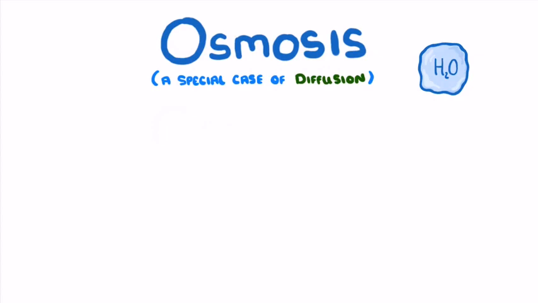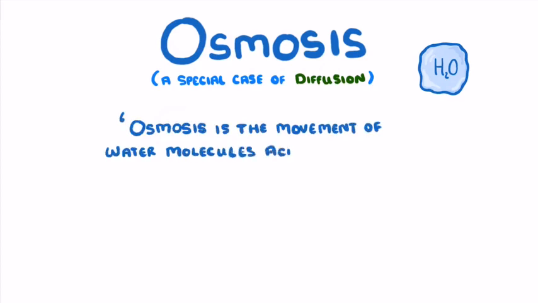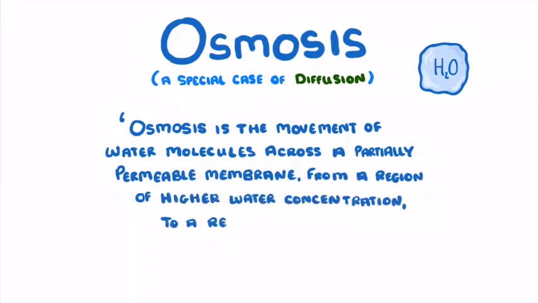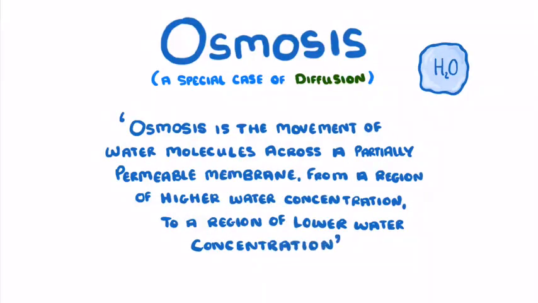Now notice the similarity to the definition for osmosis, which says, osmosis is the movement of water molecules across a partially permeable membrane from a region of higher water concentration to a region of lower water concentration. So, as you can see, osmosis is really just a special term for the diffusion of water.